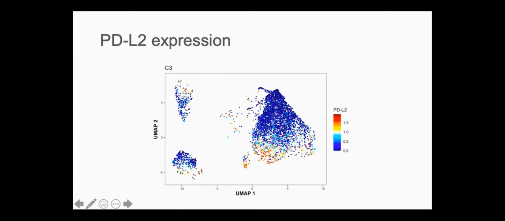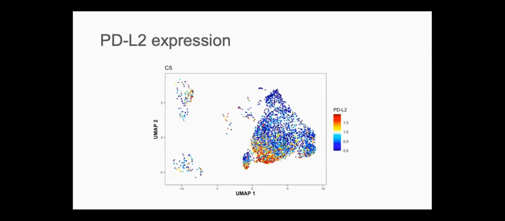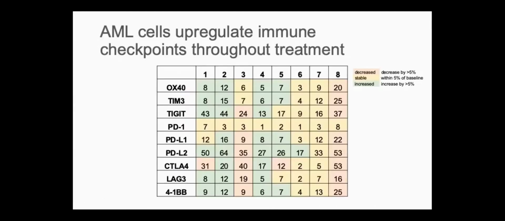blast count is lower. And you'll notice here a small population that's beginning to emerge that is present when the patient is removed from trial due to non-response. And again, we see that the PD-L2 expression is highest at this point and is also present on a newly emerging clone of leukemia.